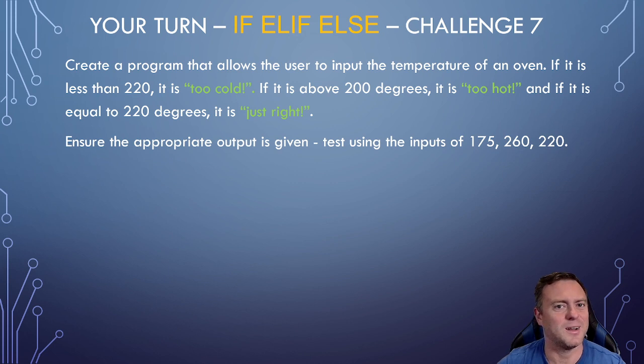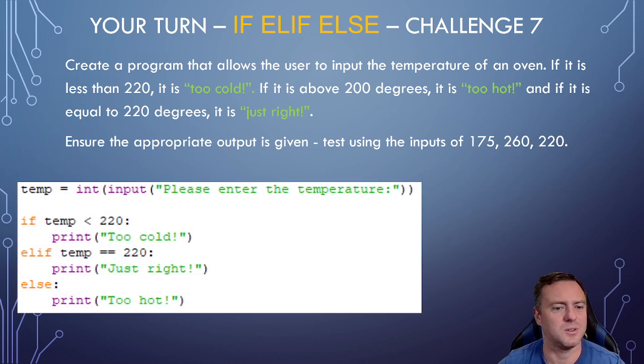Awesome. So what you should find when you do this, pretty straightforward. When you play it, it should look something like this. So temperature is an integer from the input. You could have done a float as well because it wasn't very specific on that. And then the input is "please enter a temperature."